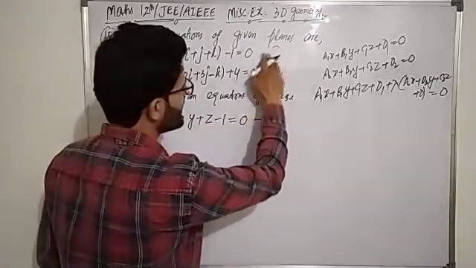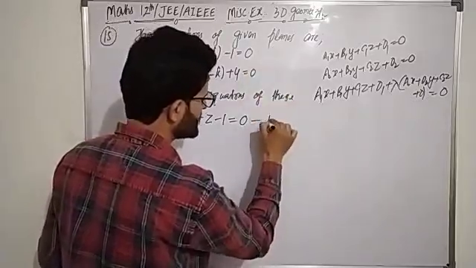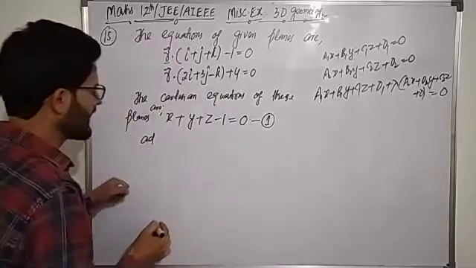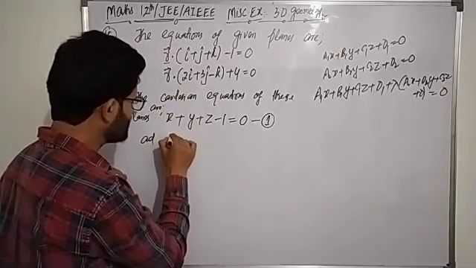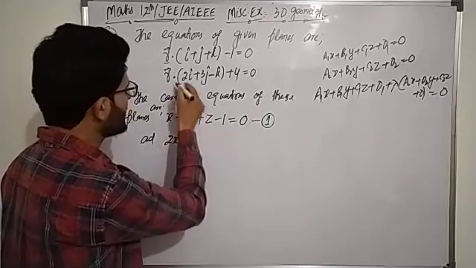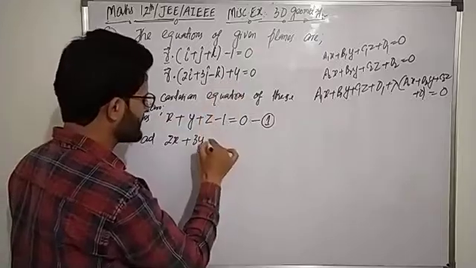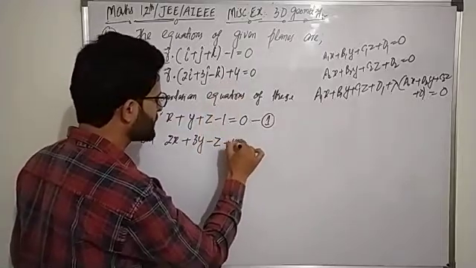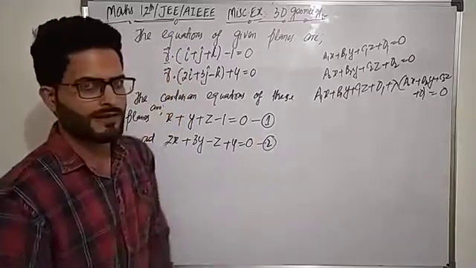We keep that plane as plane number first. So this is our equation first. And what will be the equation of the second plane? x into 2 that is 2x plus y into 3 that is 3y plus z into minus 1 that's minus z, and plus 4 is equal to 0. Keep that plane as plane number second.